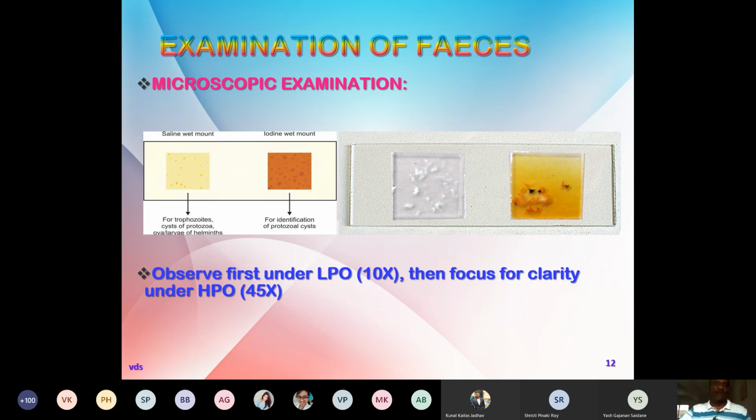Remember, a tricky question is usually asked by the examiners. What is the significance of iodine preparation? It is meant for the detection of internal details of the cyst of protozoan parasites. In protozoan parasites, the cyst contains glycogen mass and fat globules, which are stained with iodine. Now, this iodine preparation usually has nothing to do with the helminthic eggs.